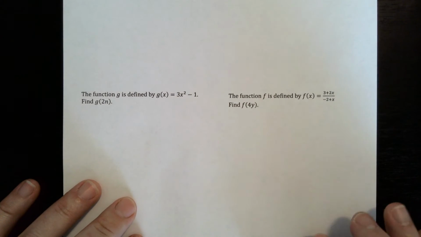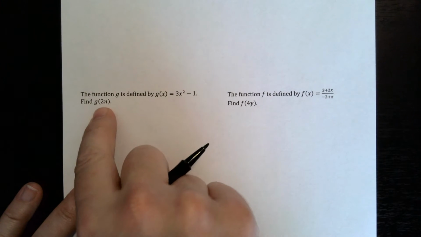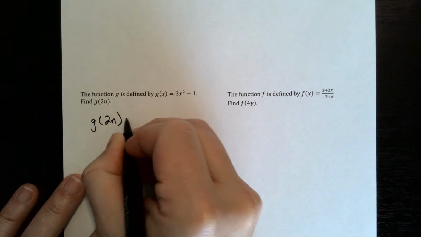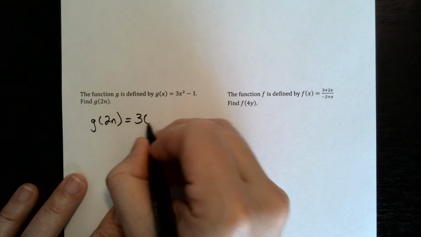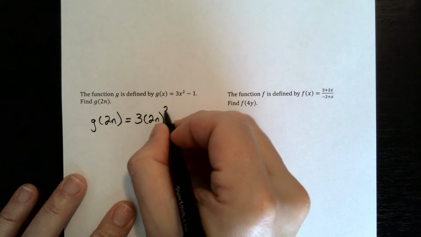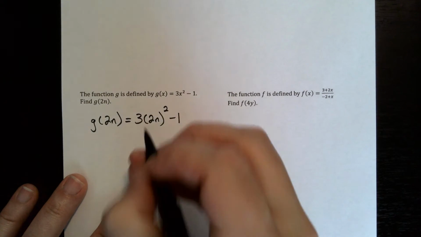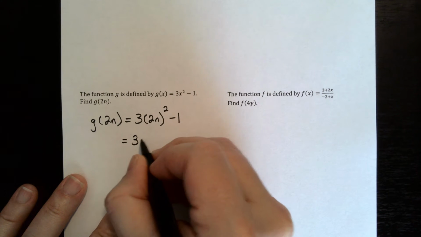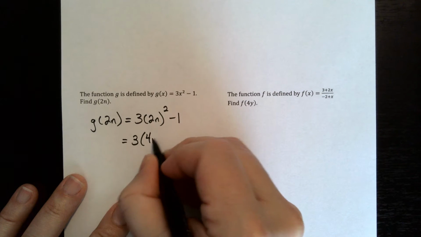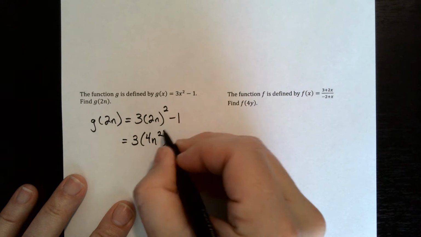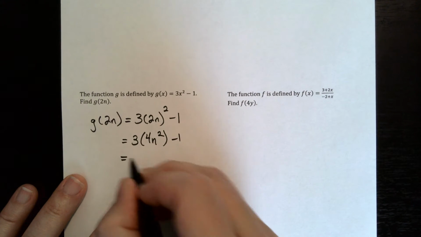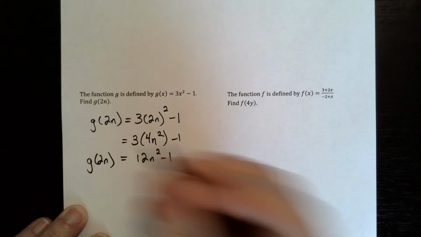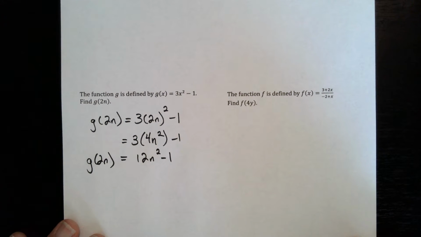Okay, let's look at the next one. So this time we're asked to put in a 2n in place of x there. So g of 2n, everywhere I see an x, I'm going to put a 2n instead. So 3 times parentheses 2n squared minus 1. Okay, and we take the square and square both the n and the 2. So that's 3 times 4n squared, because 2 squared is 4, and n gets squared as well, minus 1. So that is 12n squared minus 1. So g of 2n is equal to 12n squared minus 1.